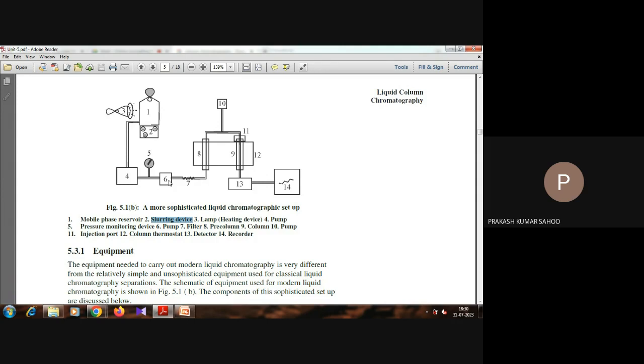Number six is the pump. Seven is the filter. Eight is the pre-column. Nine is the column. Ten again is the pumping, from pre-column to column. Eleven is the injection port. Twelve is the column thermostat. Thirteen is the detector, and fourteen is the recorder. So this is very much an instrumentation or mechanistic approach to your liquid chromatography.